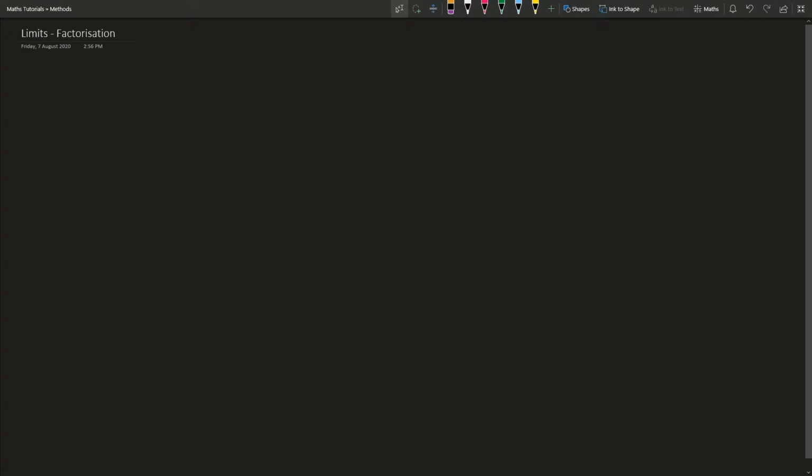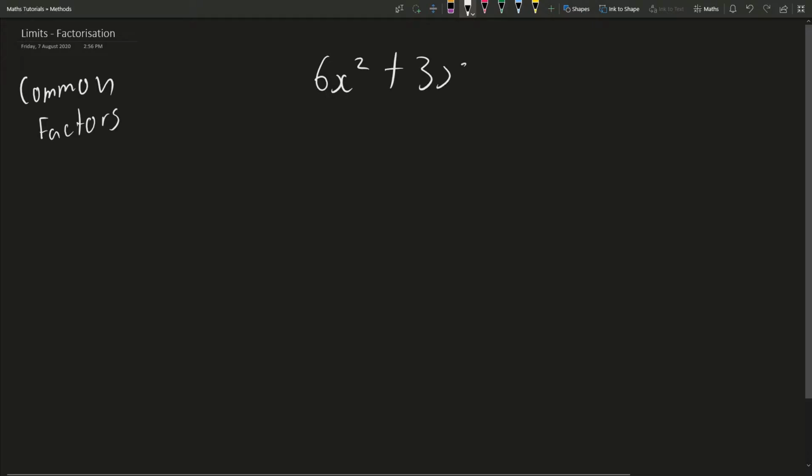So we're going to begin with the easiest factorization method, and that is looking for common factors. We're going to move straight into an example for this one because it's quite simple and you've probably done this many times before. So let's say we have 6x squared plus 3x. We're going to look for the highest common factor of both of these terms, and we're going to move that out the front and then multiply it by a to get 6x squared and b to get 3x.